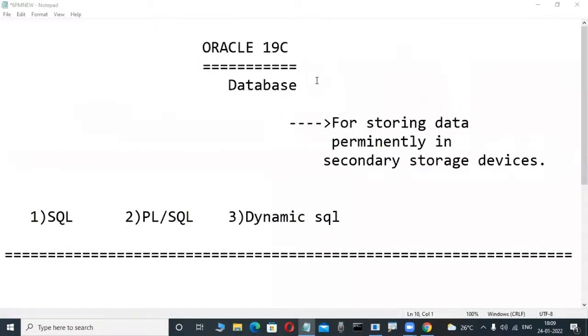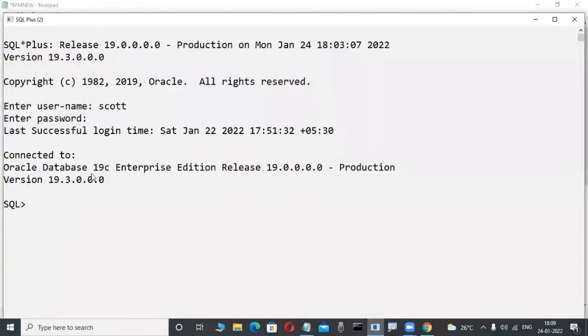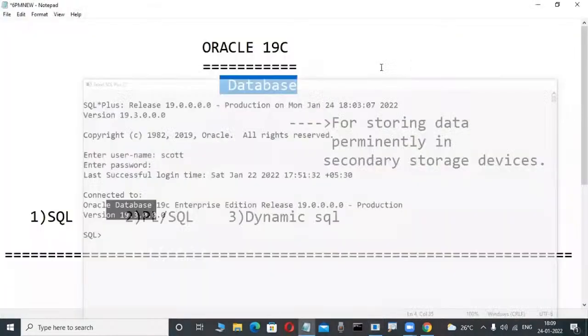Concentrate here. What I am telling anybody not attending the previous classes, don't be afraid, don't worry. Simple. Now Oracle is a product from Oracle Corporation. 19C is a version. This Oracle is a database product. Okay, fine. This is a database product only. Previous class notes, just for an idea.